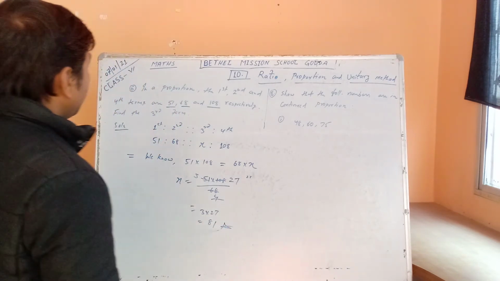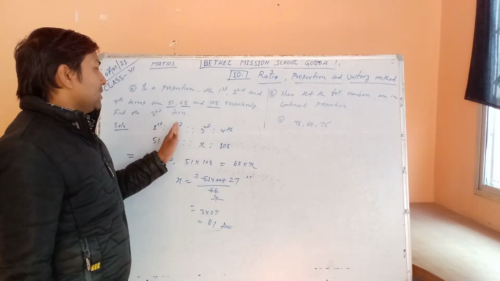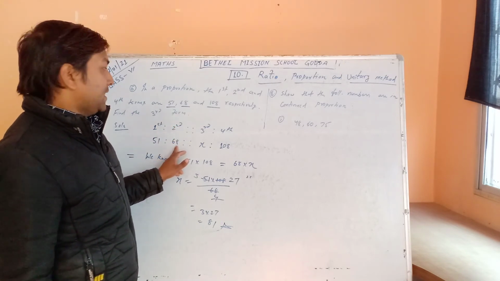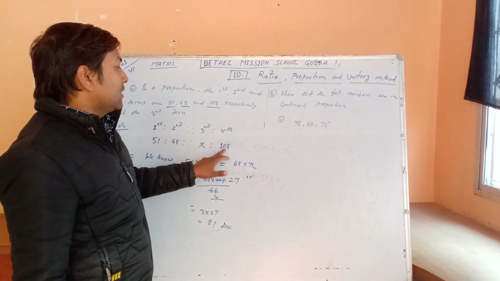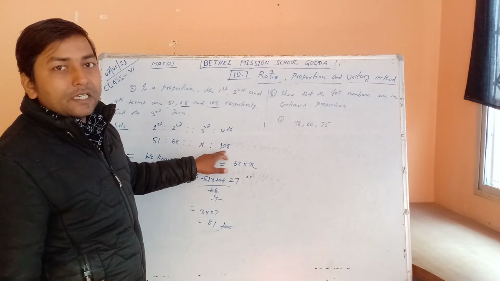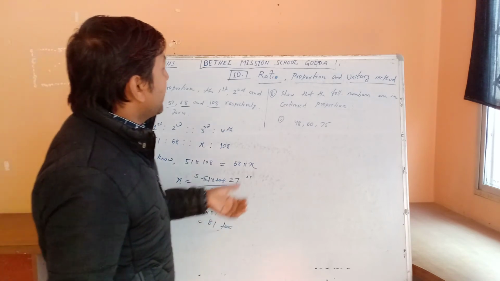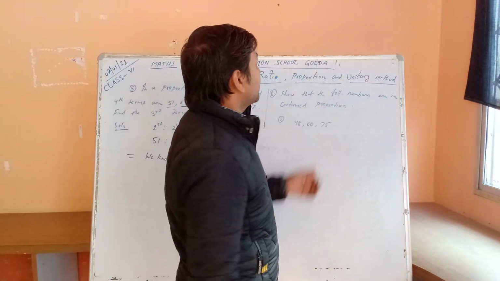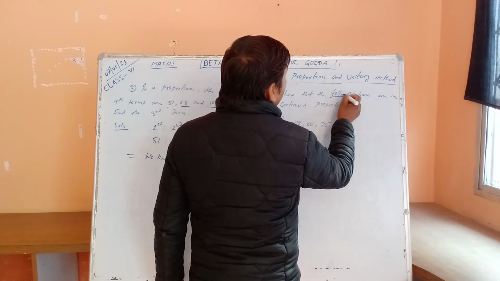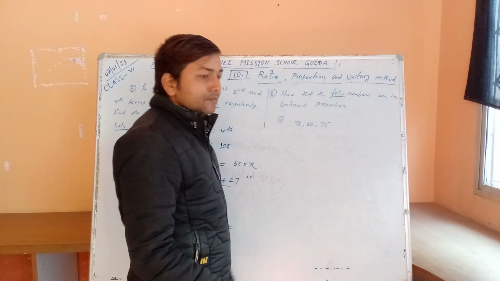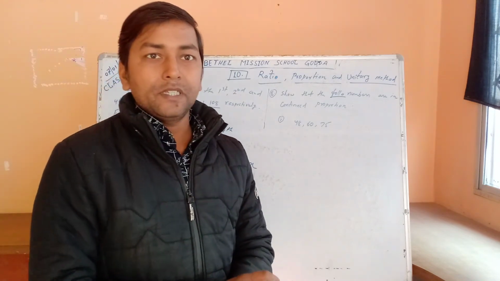Okay, it is clear. If the second term is missing, then in the place of the second term you will take x. If the fourth term is missing, then in the place of the fourth term you will take x, y, z, whatever. Okay, it is clear. Now eighth number, so that the following numbers are in continued proportion. Okay, now I solve it.